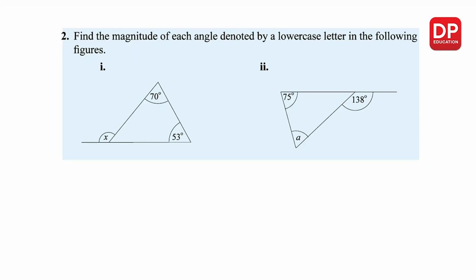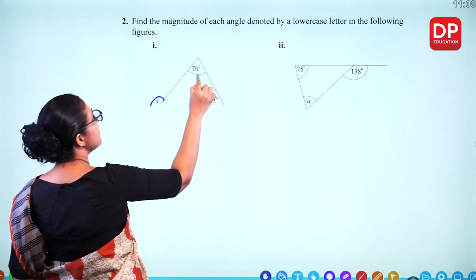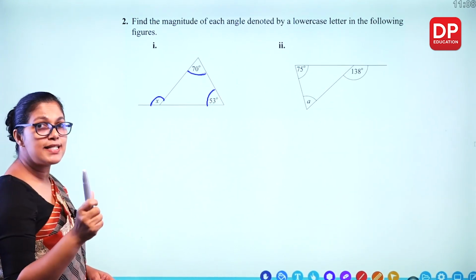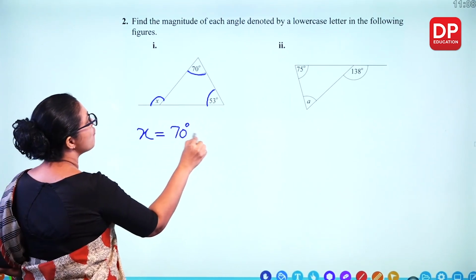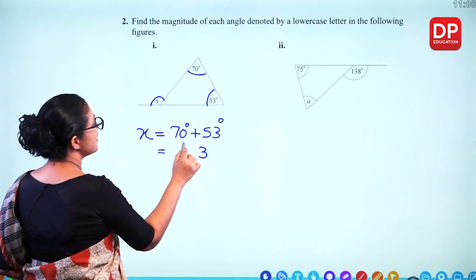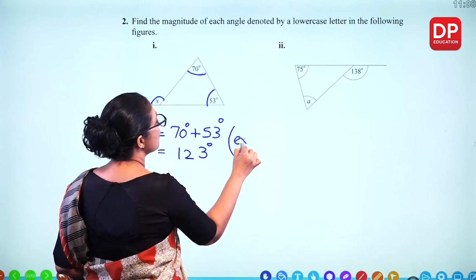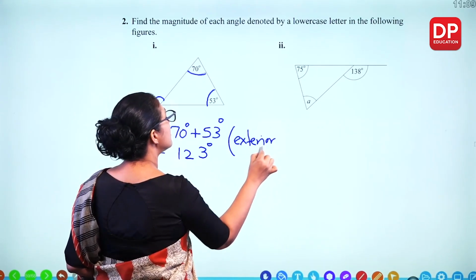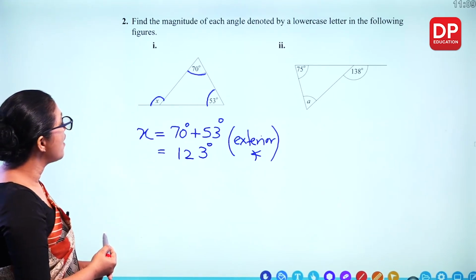Question number 2. Find the magnitude of each angle denoted by a lowercase letter in the following figures. This is the exterior angle and these two are the opposite interior angles. So what can you say about X? The sum of opposite interior angles is equal to exterior angle. So you can find X because exterior angle is equal to sum of opposite interior angles. So 123.